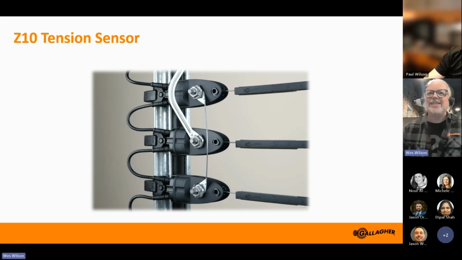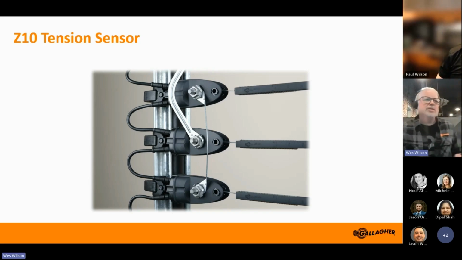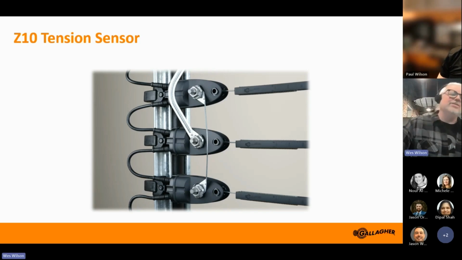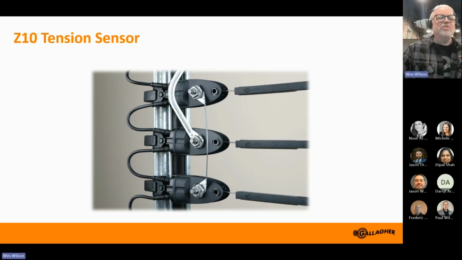We're going to talk about the Z10 tension sensor because I hear that it isn't represented as strongly as it probably should be in a lot of our sales efforts. And I have touched a little bit on some of the tech, but I also need to talk about some of the theories behind why I think the Z10 is important.